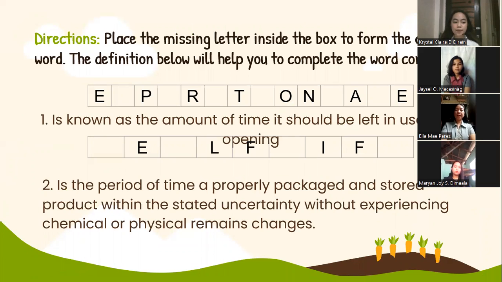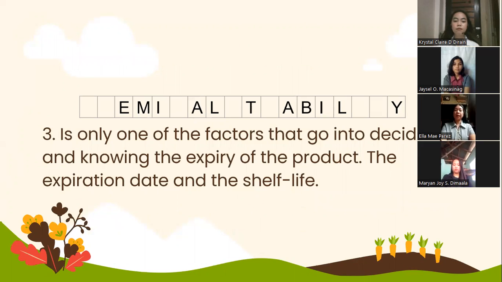Let's proceed to the second activity, in which you will place the missing letter inside the box to form the correct word. The definition below will help you to complete the word correctly. Dito naman, kayo ay magbibigay ng letters para mabuo nyo kung ano nga ba yung hinihingi dun sa definition. This is items number 1 to 3. I will give you 5 minutes to answer it, okay?